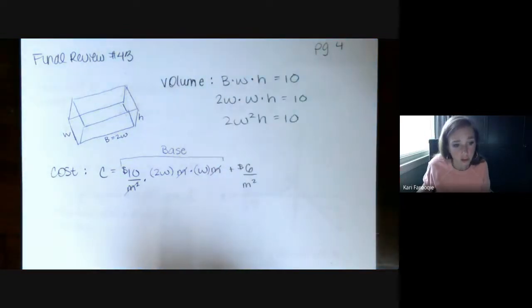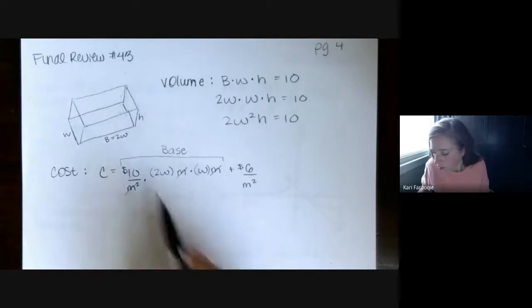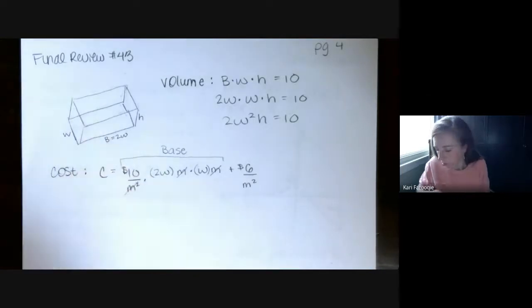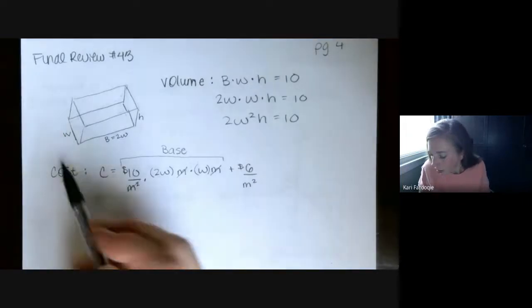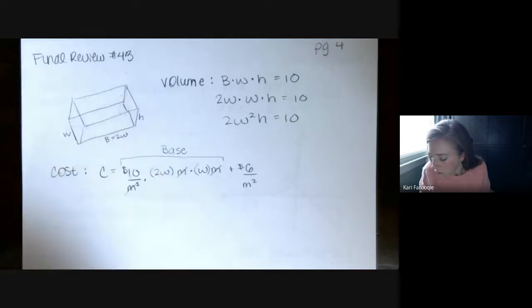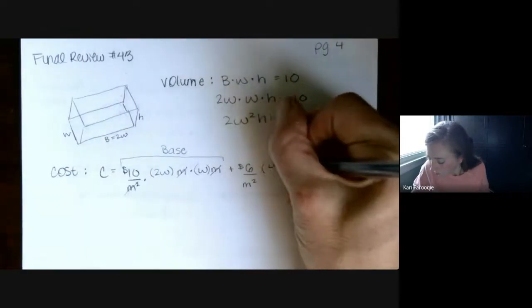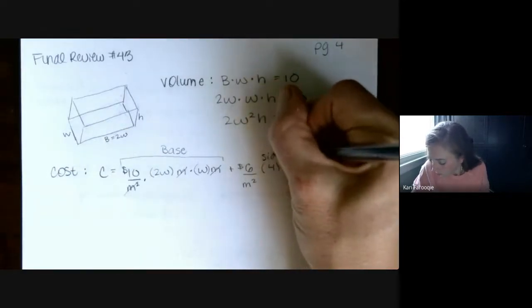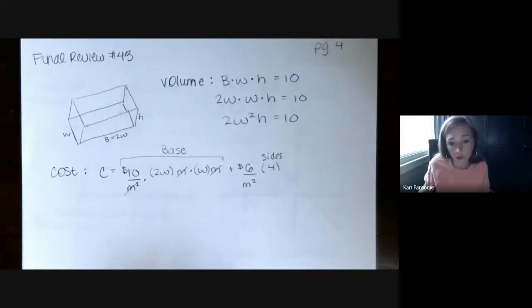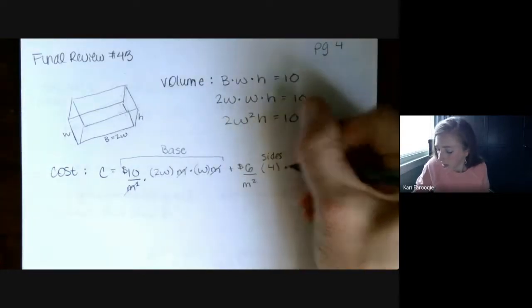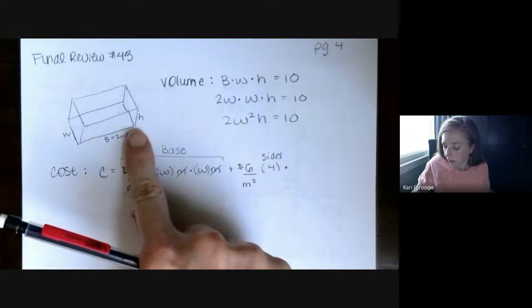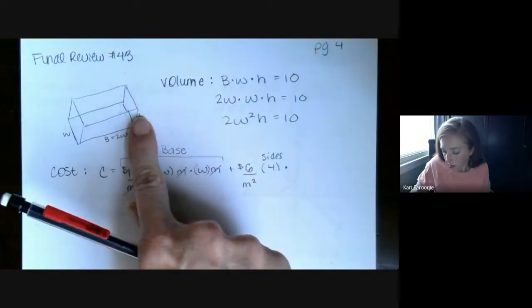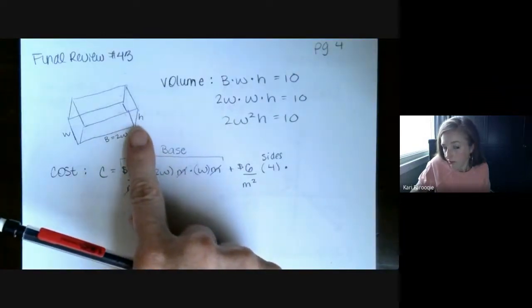And each side of the box, oh wait, I forgot. Oh no, we only have one base because it's open top. Never mind. If we had a closed box, we'd have a base twice, but never mind, open top. We have 1, 2, 3, 4 sides of the box. So we have 4 sides total, and each side is going to be H meters by... actually, this is not a cube.